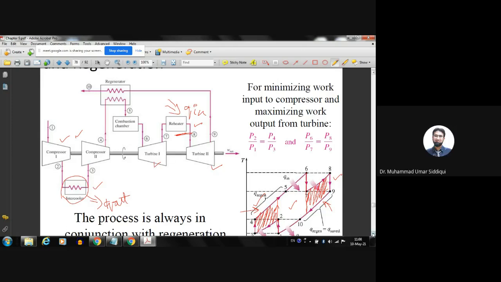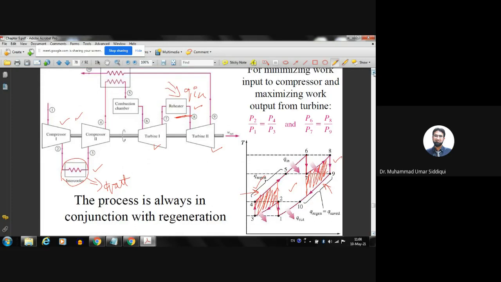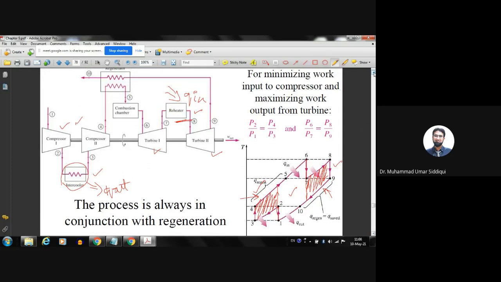Yeah, okay. The process is always in conjunction with regeneration, because normally the regeneration works over Q in, and intercooling and reheating works over W net. And normally whenever the Brayton cycle is employed, we design the Brayton cycle to operate at the maximum possible efficiency. Maximum possible efficiency is only possible if you reduce the Q in as much as possible and increase the work net as much as possible. So that's why the process always works in conjunction with regeneration to produce the maximum efficiency of the Brayton cycle.